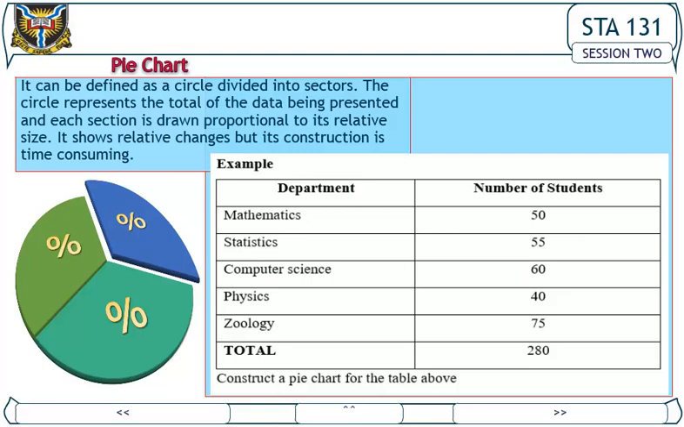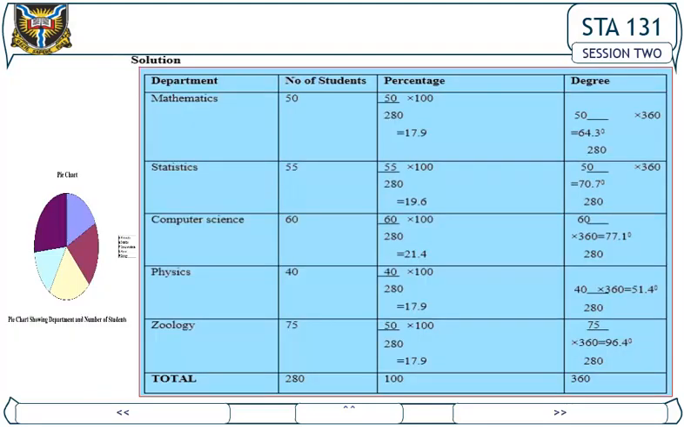Pie chart. It can be defined as a circle divided into sectors. The circle represents the total of the data being presented and each section is drawn proportional to its relative size. It shows relative changes, but its construction is time-consuming. Example: construct a pie chart for the table above. Solution: pie chart. Pie chart showing department and number of students.